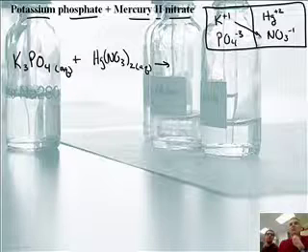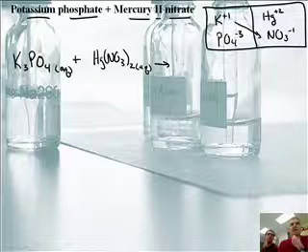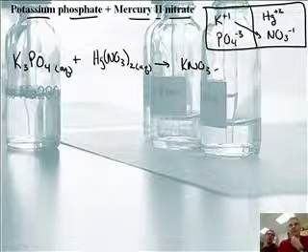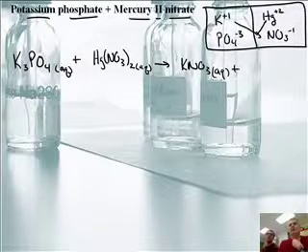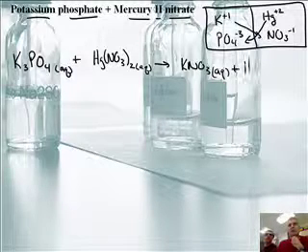You're going to just trade partners. Potassium's going to get together with nitrate. That's easy, 1 and 1. That'll be just KNO3, and that's also aqueous. And here comes our solid. If we put the mercury 3 and the phosphate 2, make them 6.